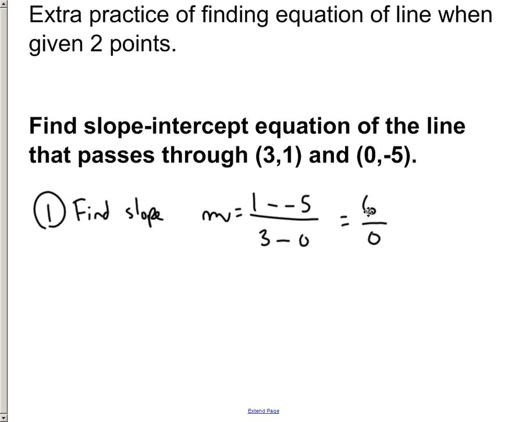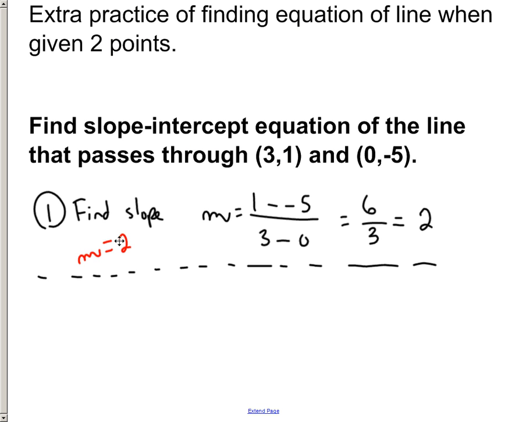Anytime that you get a 0 on the bottom, that's known as undefined. So actually, let's change, I'm sorry, 3 minus 0 is 3. Wow, almost made a huge mistake there. 3 minus 0 is 3. So my slope is going to be 2, positive 2. Draw a little line there. Also, I'm going to make a small note that m is equal to 2.